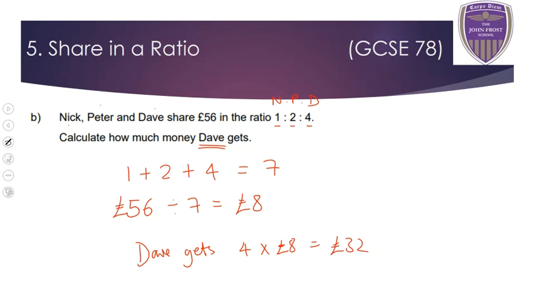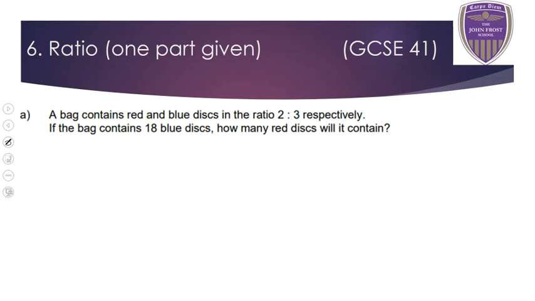Which is 32 pounds. Okay, so read the question because it's not asking us to work out all 3 of them there. It's just saying calculate how much money Dave gets. But we use the same method. Okay, moving on then. So still ratio, but this is where one part is given and we work out what the other part would be.